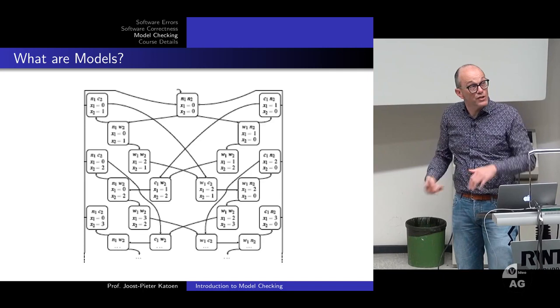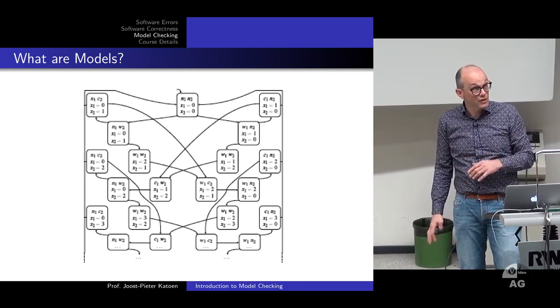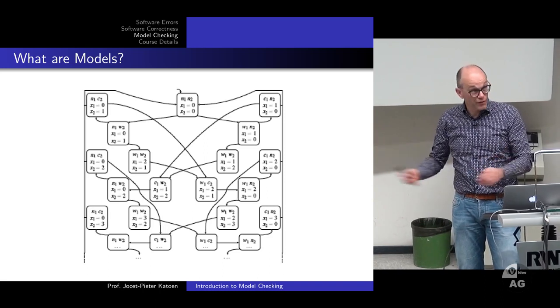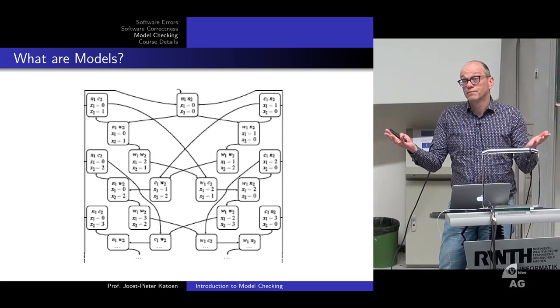This is actually a model which is infinite. So this is an automaton or a transition system, as we're going to call it, with countably infinitely many states. And this is an example of a model.